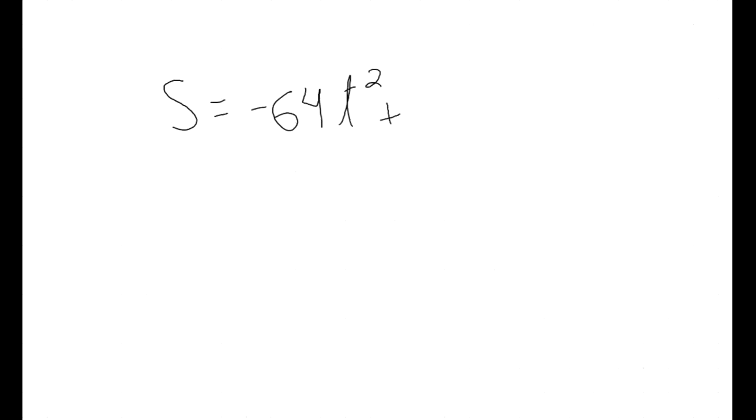Okay, -64 t squared plus 1600. Oh no, it's not t, it's a p for price there. So let me take a second.